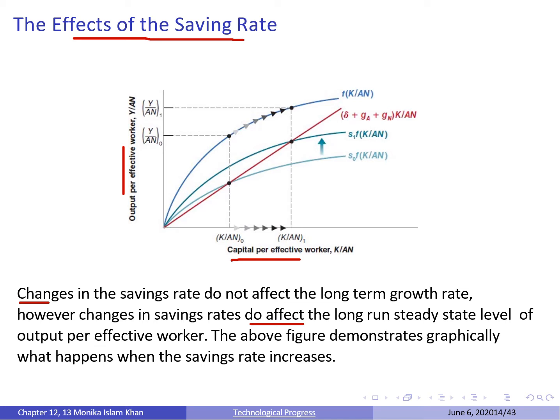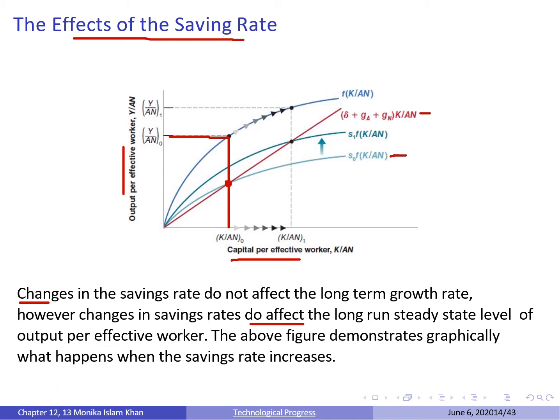Okay, now let's look at this graph. Imagine that we are at the steady state. So we are at this level at the steady state, where your required investment equals the level of investment into capital that you have. So we're looking at these two curves right now. At this point, your steady state level of capital per effective worker is K over AN 0, and the steady state level of output per effective worker is Y over AN 0.